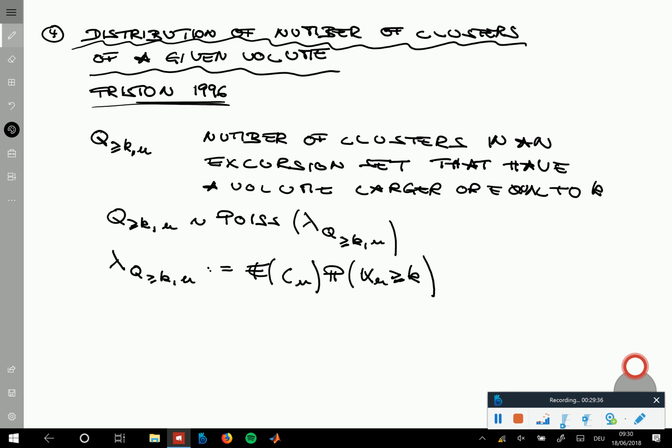Actually, that's kind of intuitive, of course, because we are talking about the number of clusters with volume larger than k, and then the expected value is the expected number of clusters times the probability that the volume of such a cluster is larger than k. So it's kind of intuitive, although if one starts thinking about it, the assumption here is that the number of clusters and the volume is independent, and that's, from my perspective, a fairly strong assumption, because if you have a limited overall volume, then of course this cannot be independent.